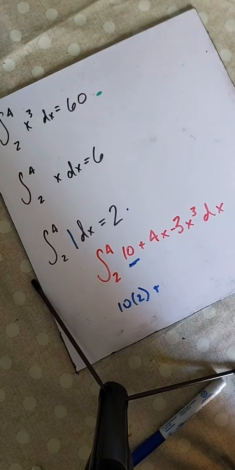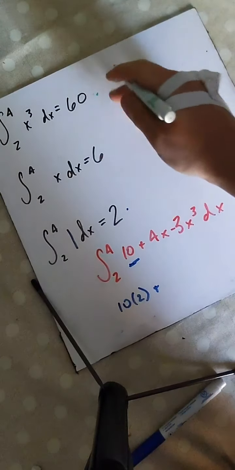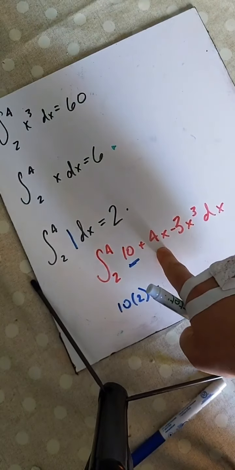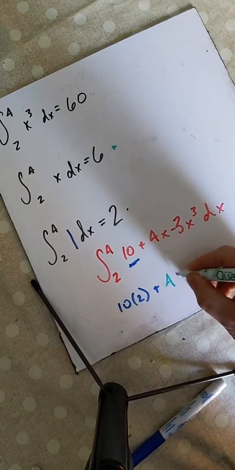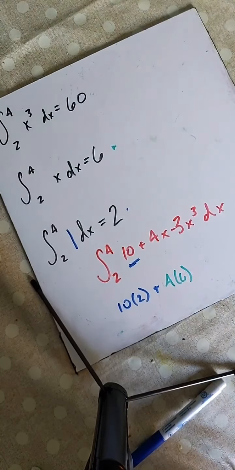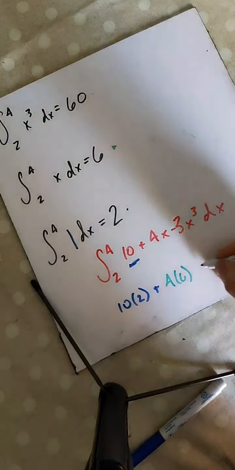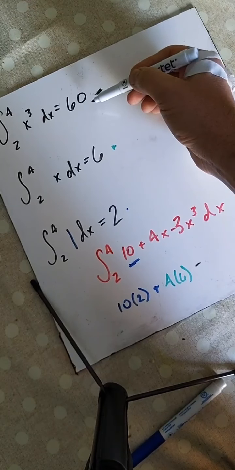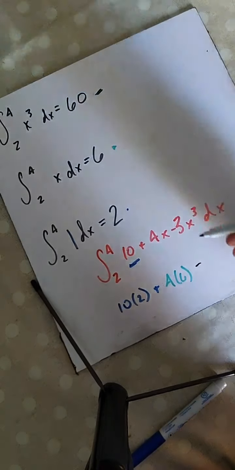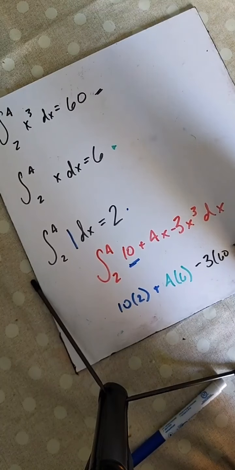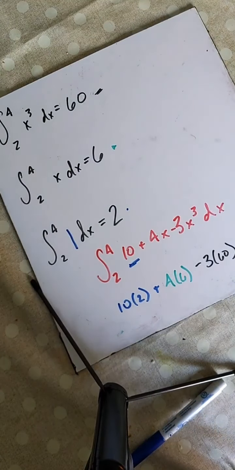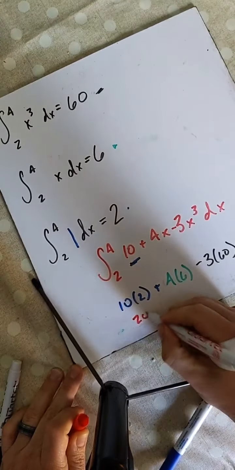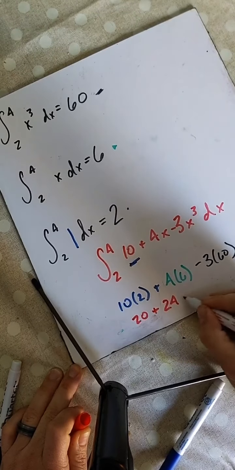The next part is 4x. Well, x we'll use up here. If it was just a plain old x, a 1x, it would be 6, but it's a 4x. So we have to do 4 times 6. And then lastly, we have a minus here. We have 3x cubed. The x cubed would be 60, but it's not just a 1x cubed, it's a 3x cubed, so we'll do 3 times 60. So we're going to take those numbers, figure out what they are. All right, so this would be 20 plus 24 minus 180.